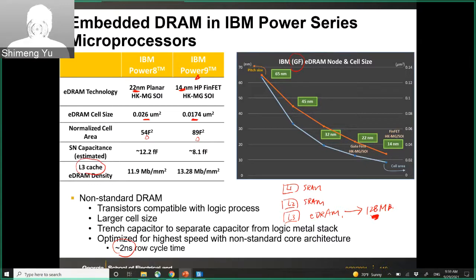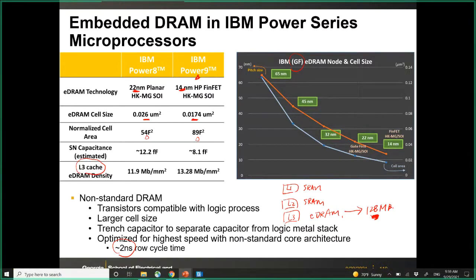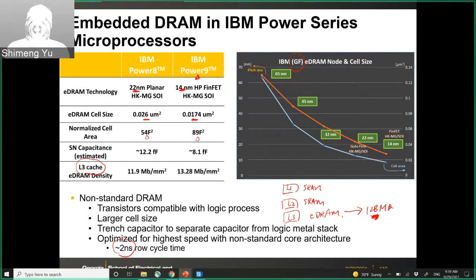For eDRAM here, the random cycle time is about 2 nanoseconds. You cannot do too much about it. For the L1, certainly, IBM's processor has a very high clock frequency, I believe about 5 gigahertz. That means a 200 picosecond clock. So only SRAM can achieve that. eDRAM cannot do anything below about 1 nanosecond because you have such a capacitor to read out.